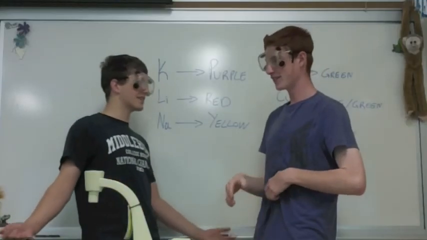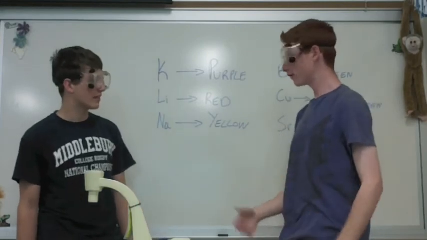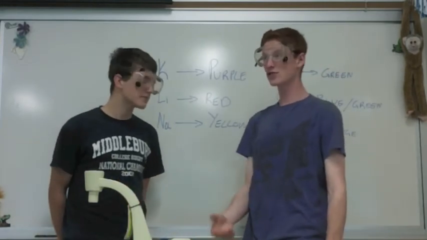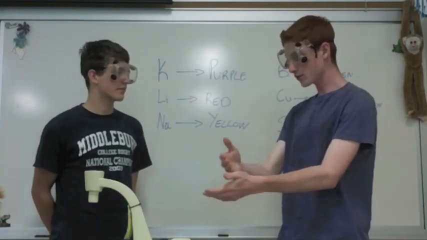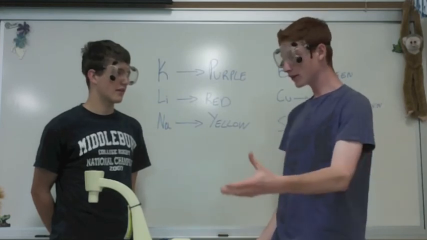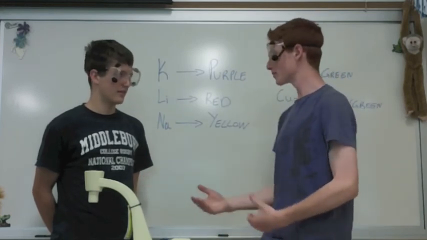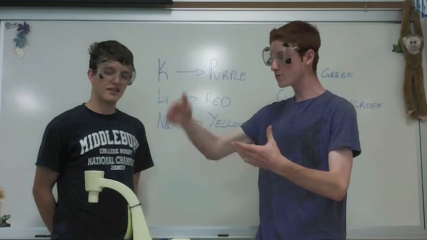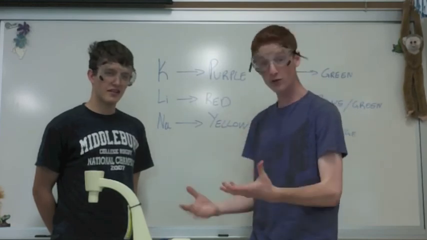So Ben, what did you learn today? Well, I learned about flame tests and how early chemists used to use them to tell which element was in which compound. Also, I learned that the reason that we can see those colors is because when an excited electron falls back to its ground state, it emits a photon.